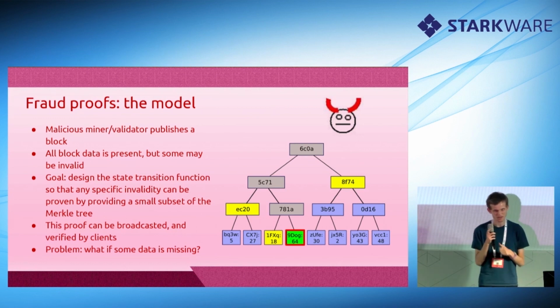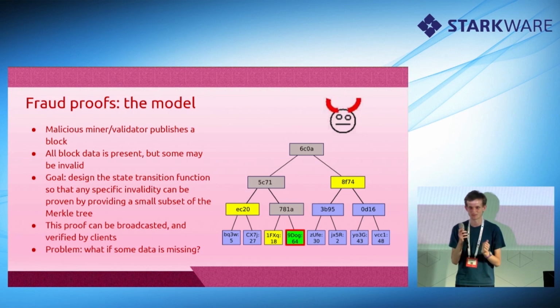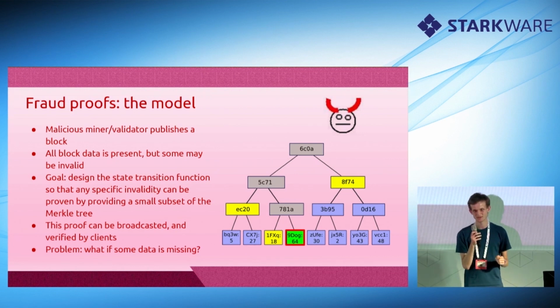Now, under what assumptions does this break? Number one, it breaks if the number of honest nodes in the network is just extremely low. So in this case, it's like under 1,000.